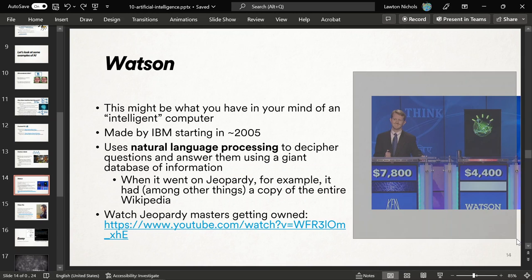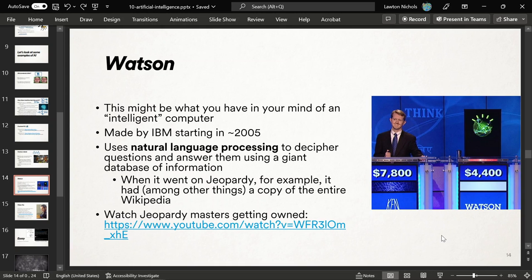It went on Jeopardy. It was able to read the questions, understand the questions, and answer them with very, very good results. It beat the humans. Here it was losing, but I think eventually it was on enough times, it just always started killing the humans. It was always much better. So definitely watch this video if you've never watched Watson in action before. It's very, very cool to think that a computer can do this these days.